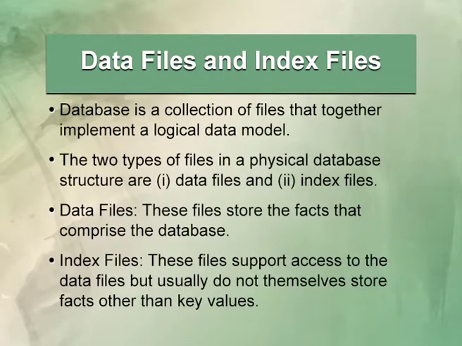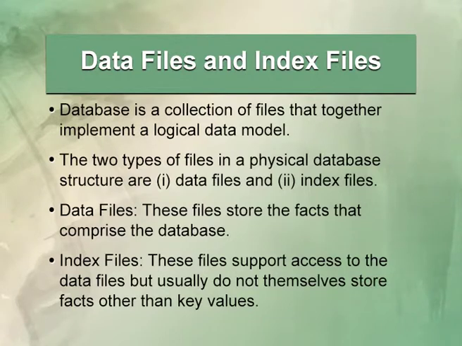There are two types of files in a physical database structure. One is the data file and the other is the index file. When we talk about the logical design of a table, we talk about the columns and the values stored in the columns, or else the records and the values. Here, when we talk about the physical database structure stored in the secondary storage device, we talk about the data files as well as the index files.